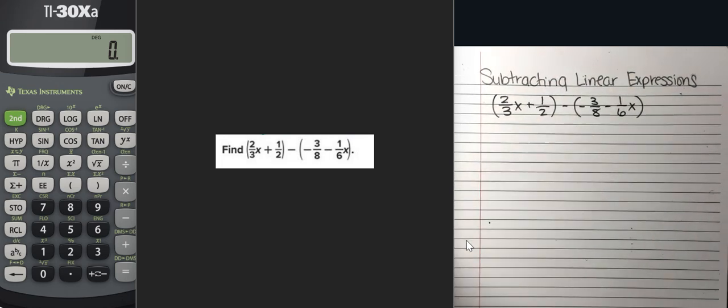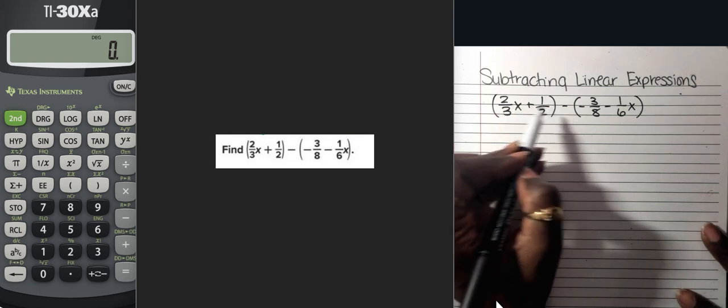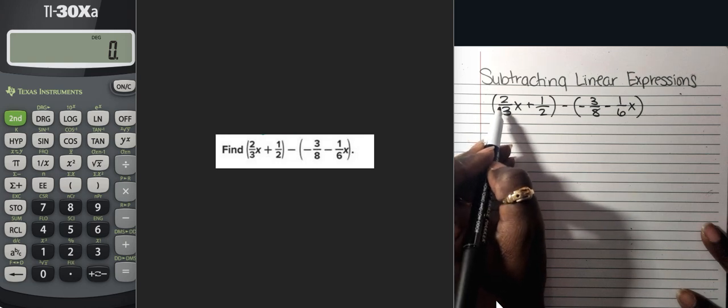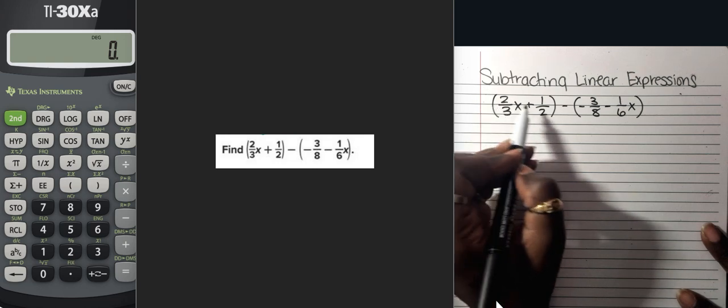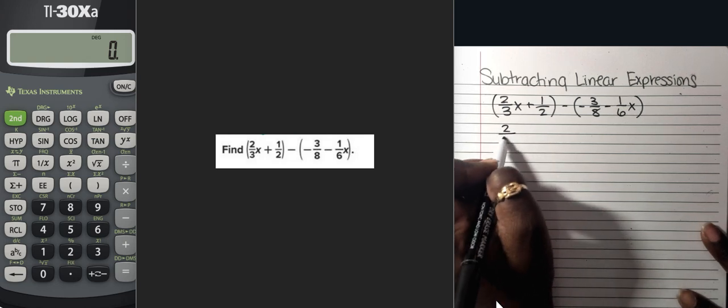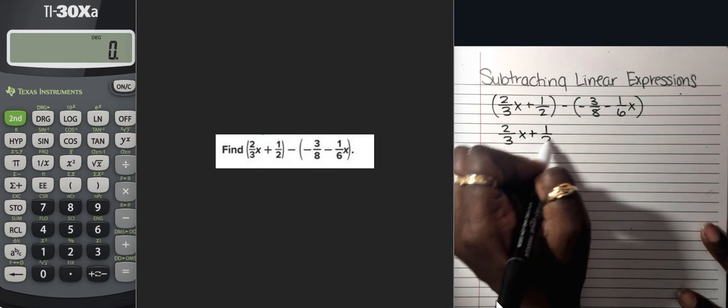Okay. So the first thing we need to do is remove our parentheses. Because this is positive, we know that everything is going to stay the same, right? A positive times a positive is going to remain a positive. So all you're doing is just removing the parentheses for this section here. So 2/3 x plus 1/2.